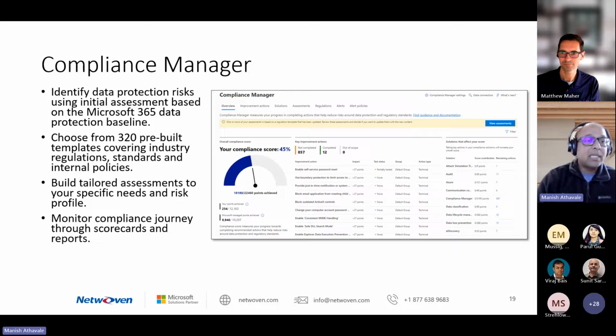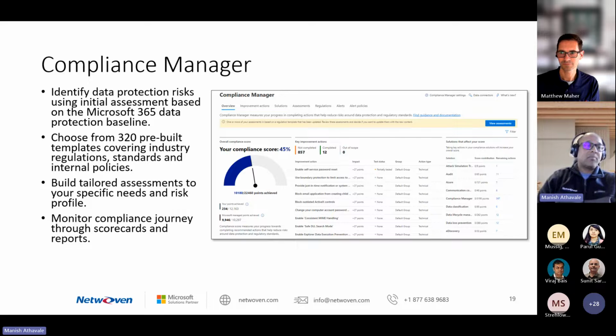There are 320 pre-built templates covering industry regulations, standards, and internal policies. So this is another good tool. You can not only have the out of the box protection template, but you can also use more templates that Microsoft has built. There are about 320 pre-built templates. You can also build highly tailored assessments. For example, you want to run a GDPR based assessment, right? You can create a new assessment called GDPR assessment, and then that will track how you're doing against the GDPR data. How do you collect data, use it, and that kind of stuff.